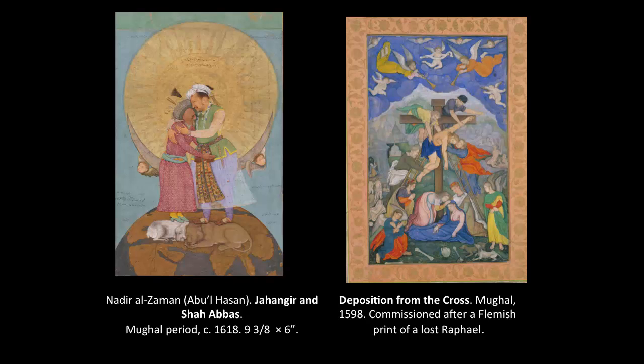So that original print after Raphael would have circulated likely as a black and white image, and the Mughal emperor or someone in his court likely sponsored the artists to add color to this, to reimagine this composition with color in the Mughal style.